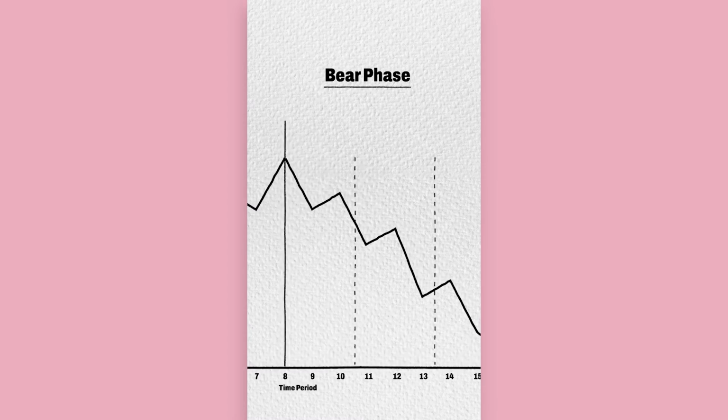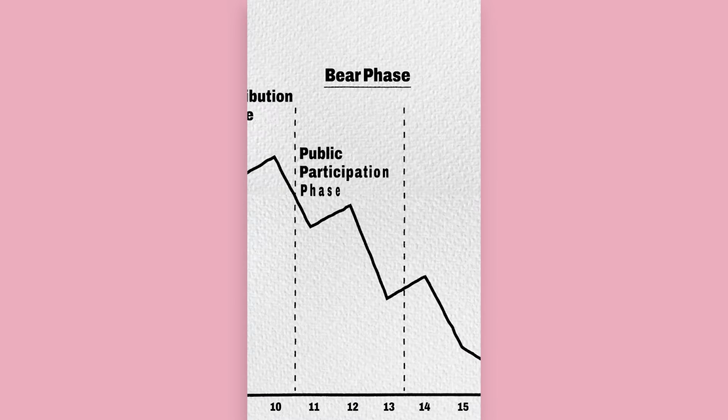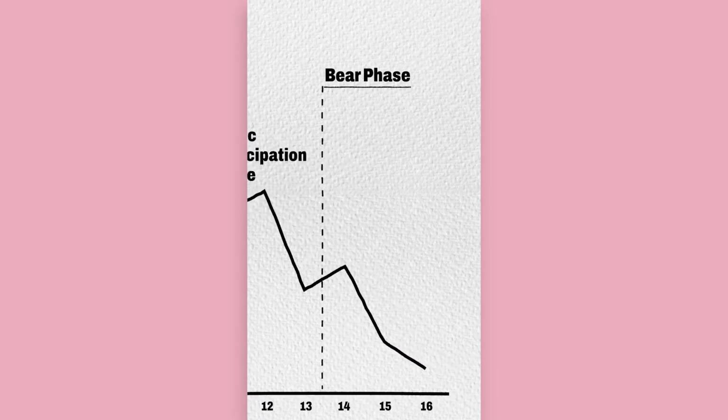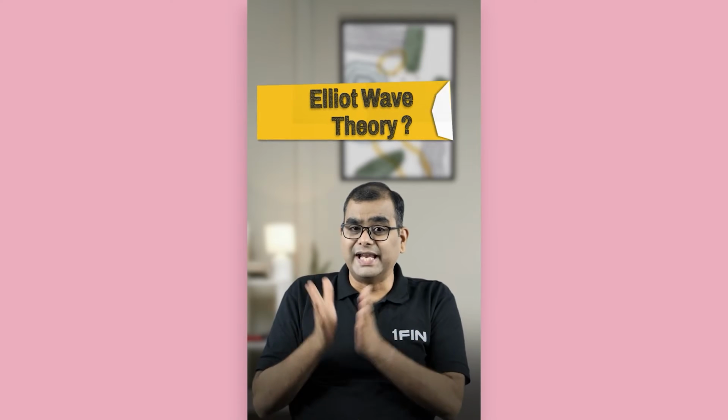So this starts in a phase where it is about distribution. Then you have the public participation phase, and finally you have the panic phase where everybody is selling. So this is what is Dow Jones theory. Very, very simple. What is Elliott wave theory?